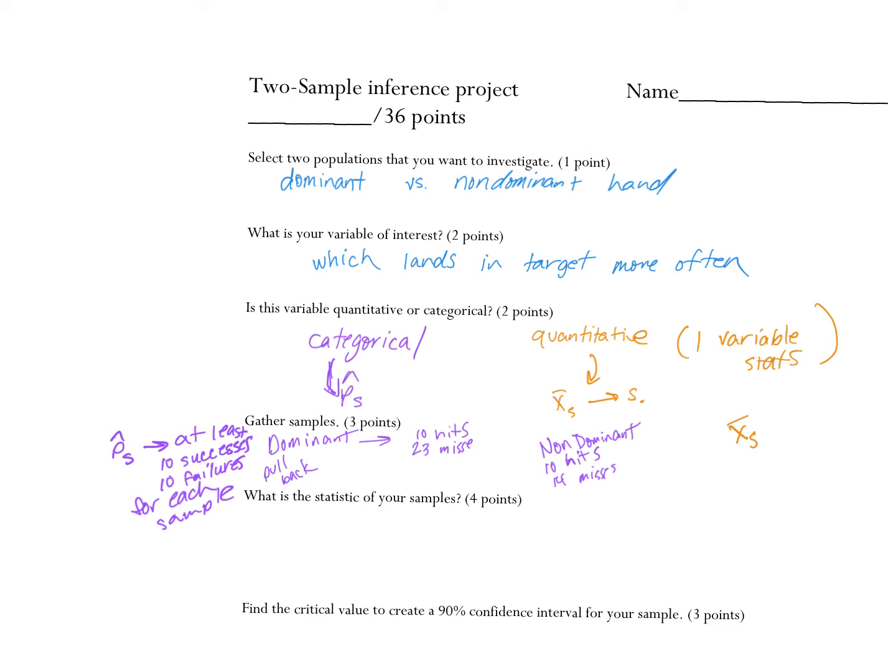For X bars, how many do you think you need? What's the normal rule for X bars? 30. It should be 30 of each. I'm going to say 20 of each. Okay? Because 30 of each is starting to get to be, I think, an unmanageable thing depending on what you're doing. So as long as you have at least 20 of each, you're fine. But that's each sample.